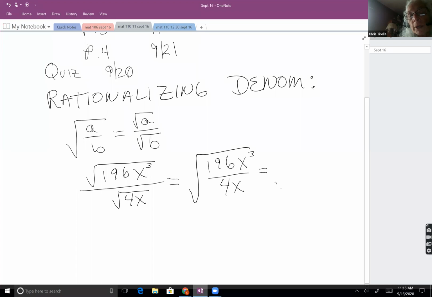Does 4 go into 196? I believe so. Help me out here. 49. 49 times, yep. That's what happens when I try to do division in my head. 49 times x to the third over x is x to the second. Now they're both perfect squares, so I can take the root, and my final answer there will be 7x.